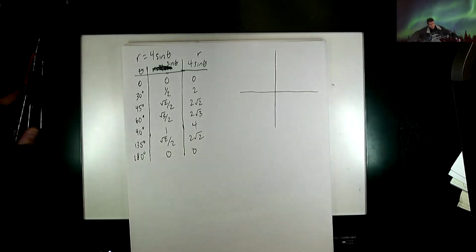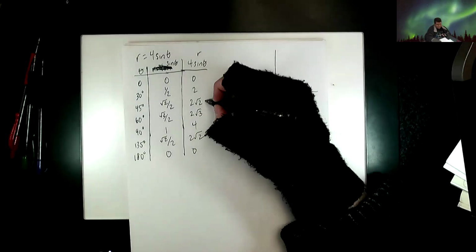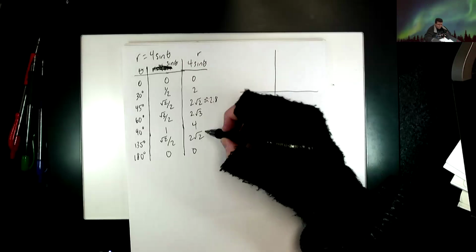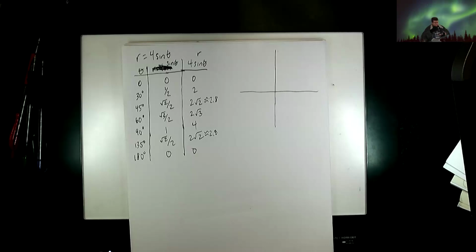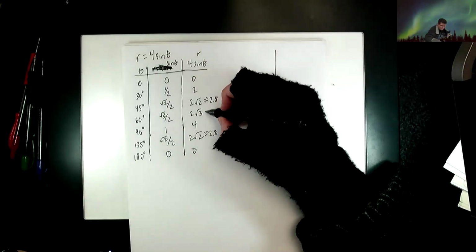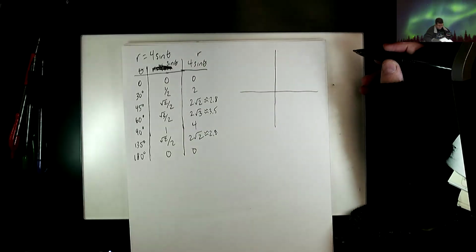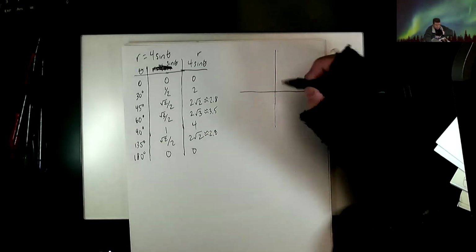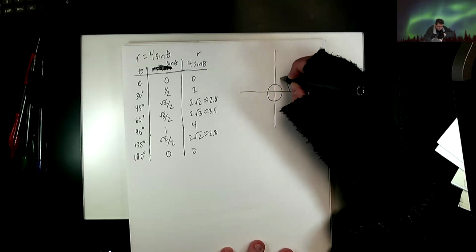I don't know what 2 root 2 is, or 2 root 3. About 2.8-ish for 2 root 2, and 2 root 3 is closer to 3.5, not 3.4. So it looks like if I'm doing this, I need to have 4 rings because my radius goes up to 4 here.